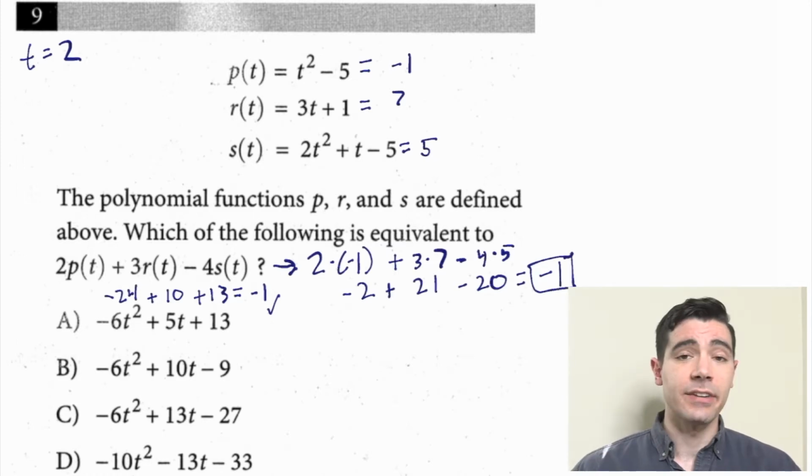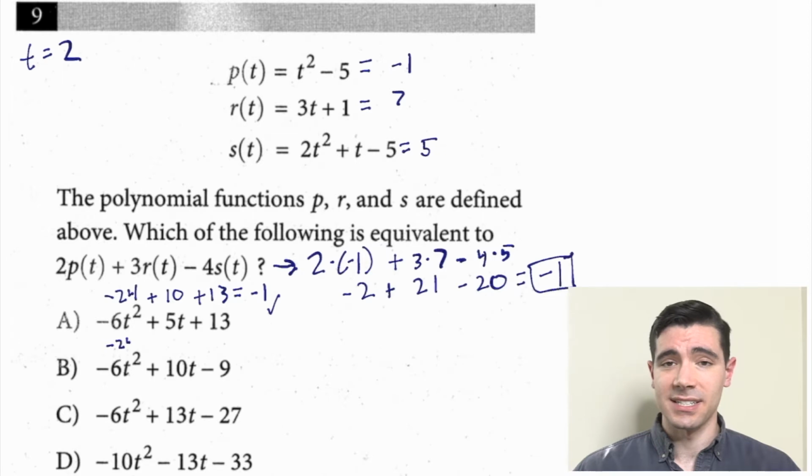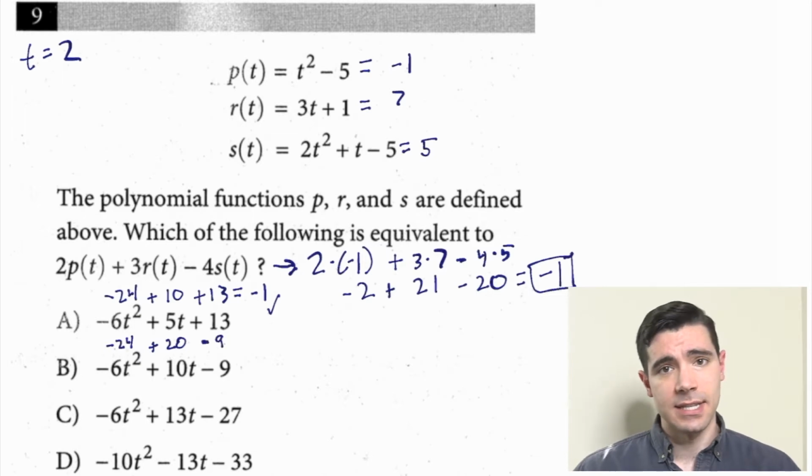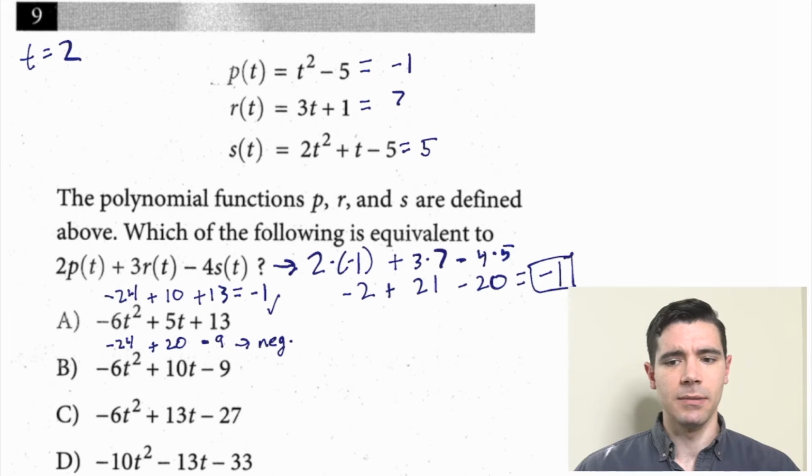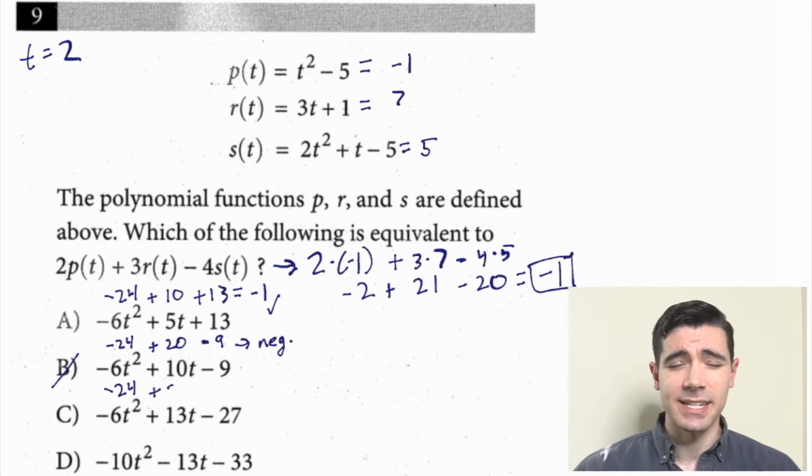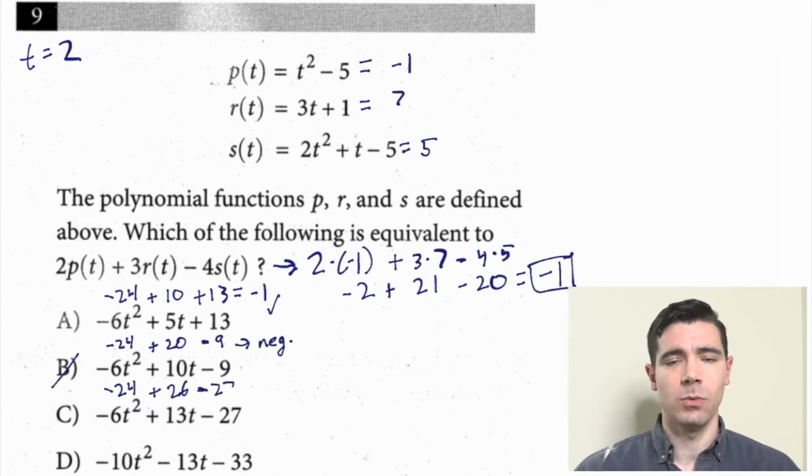Let's go to B. Negative 6t squared, we already know is negative 24, plus 10t, that's 10 times 2, which is 20. Negative 24 plus 20 gets us to negative 4, and then we got to do minus 9. Well, it's not going to get us to negative 1. It's going to be even more negative. So no, it's not B. Let's look at C. Again, negative 6t squared is negative 24, plus 13t. So that's negative 24 plus 26, 13 times 2. Gets us to positive 2. 2 minus 27, whoa, that's way too negative. It's going to be like negative 25. No thank you. So it's not C.